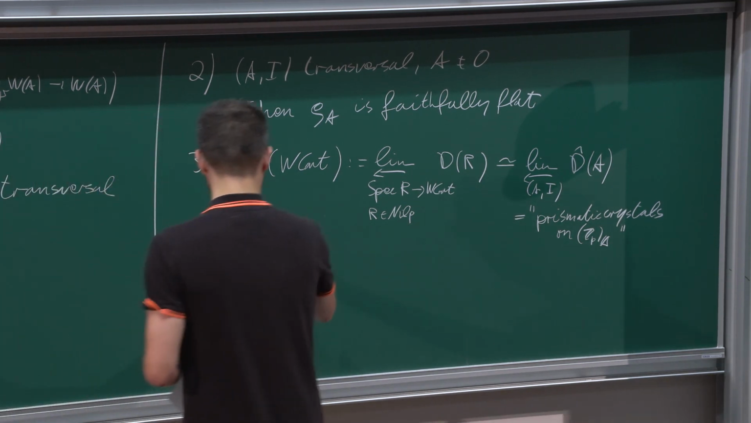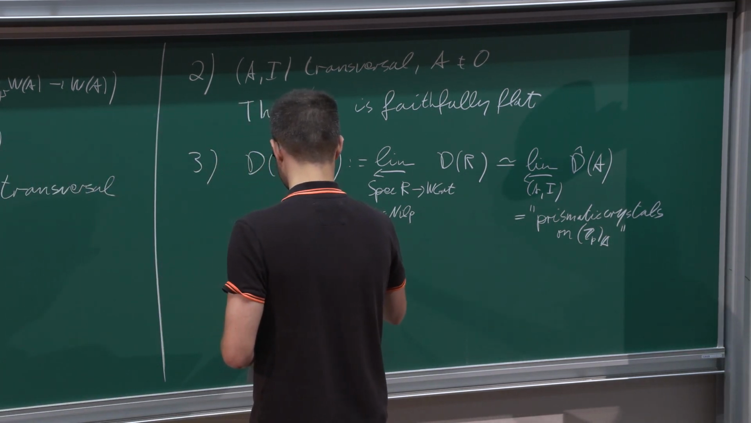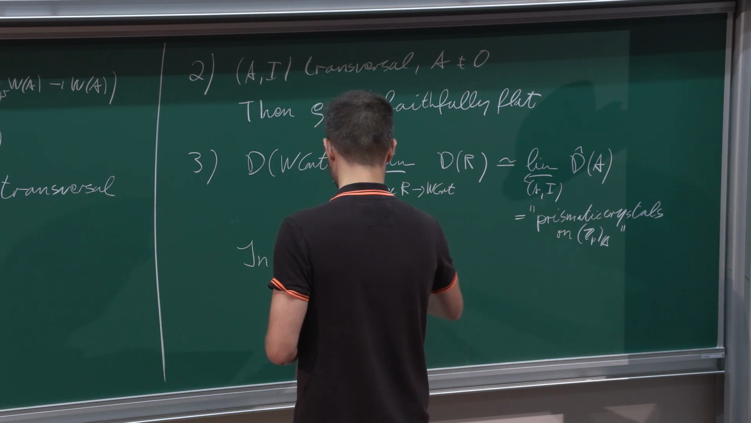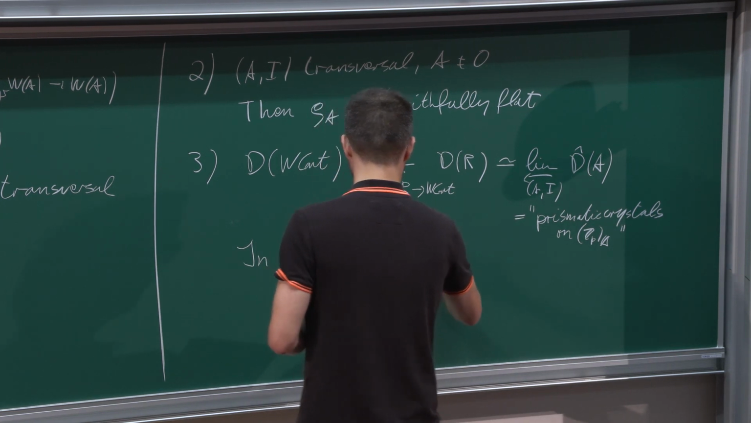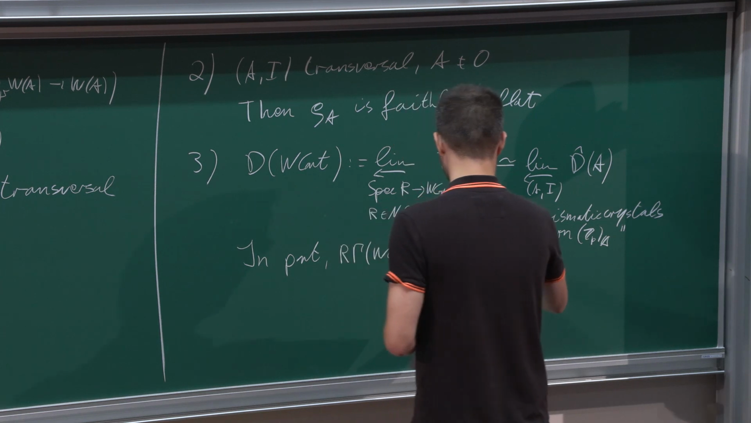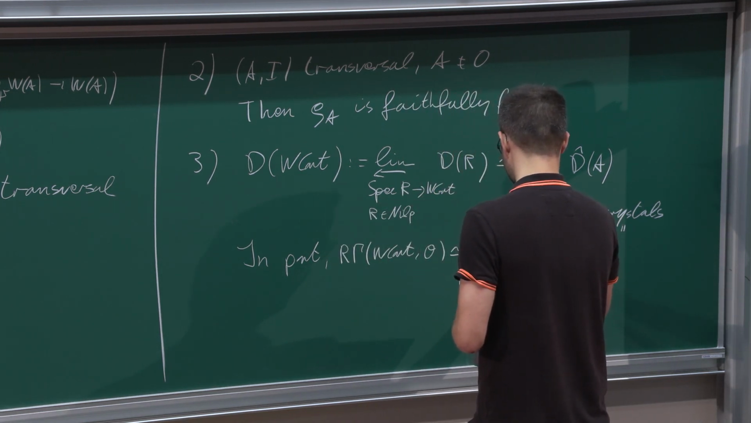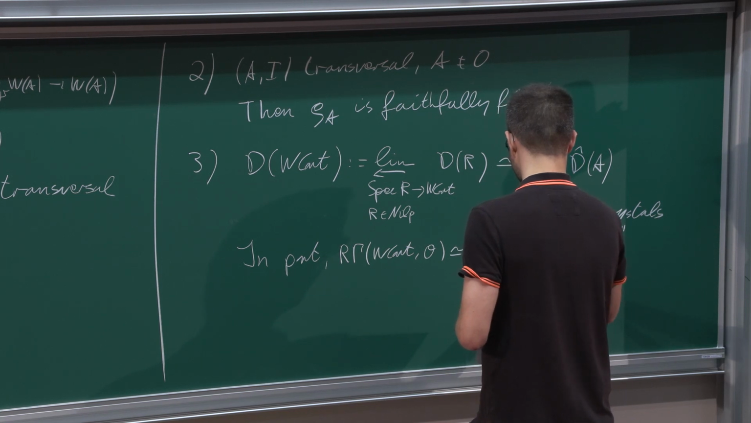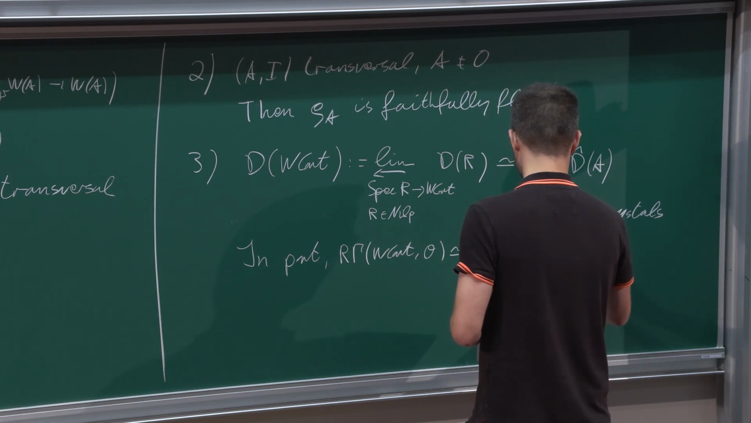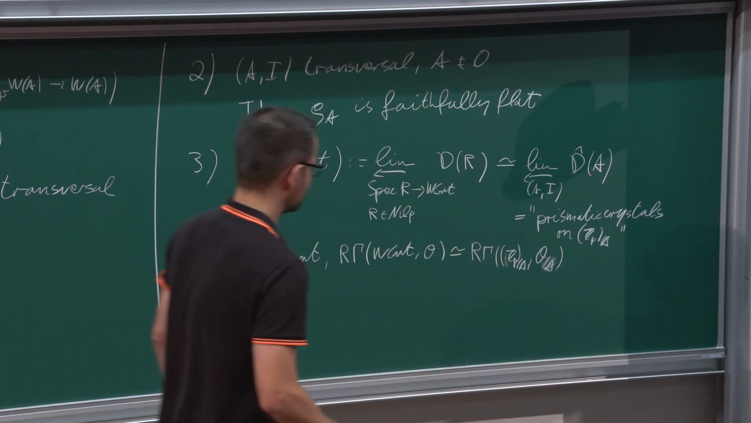And so in particular, the cohomology of the Cartier-Witt stack with coefficients in O calculates the prismatic cohomology of the prismatic structure sheaf on the absolute prismatic site.